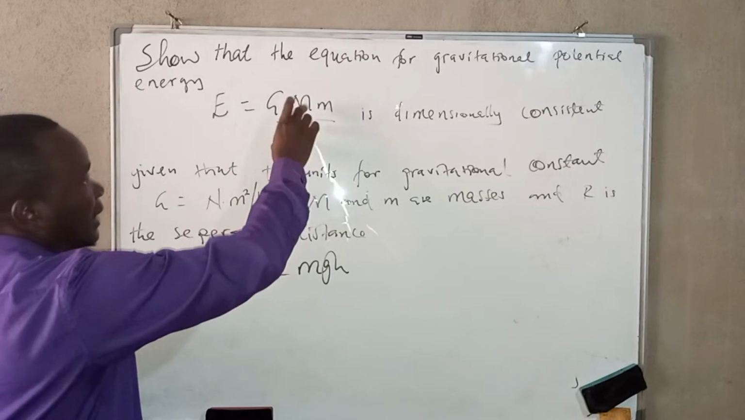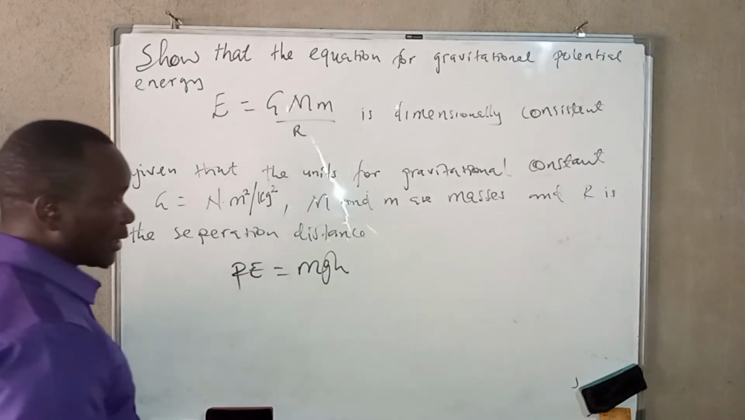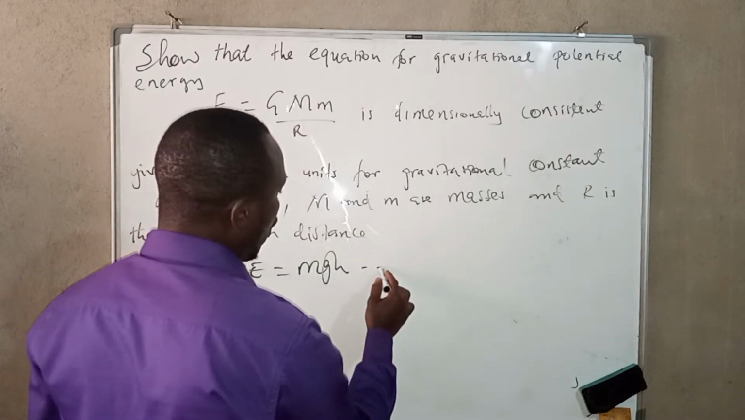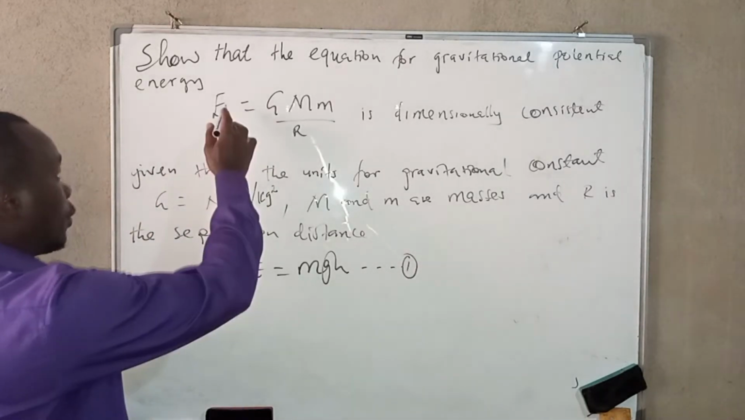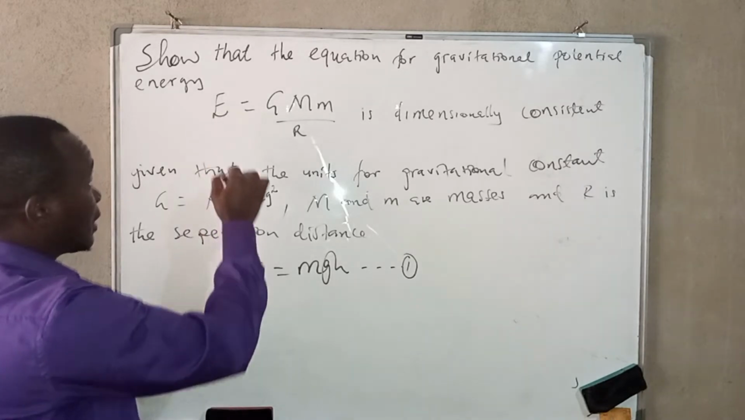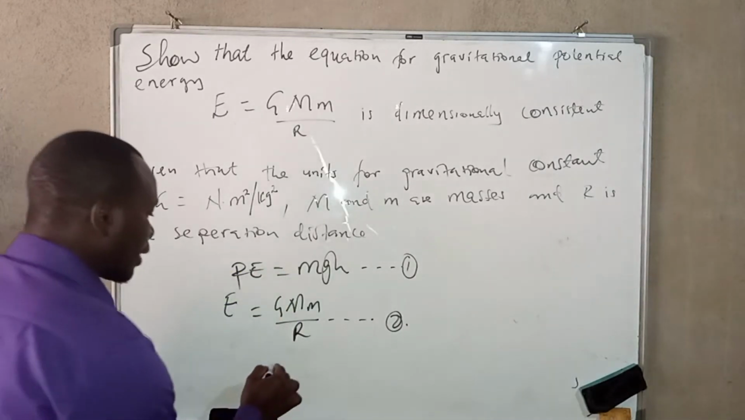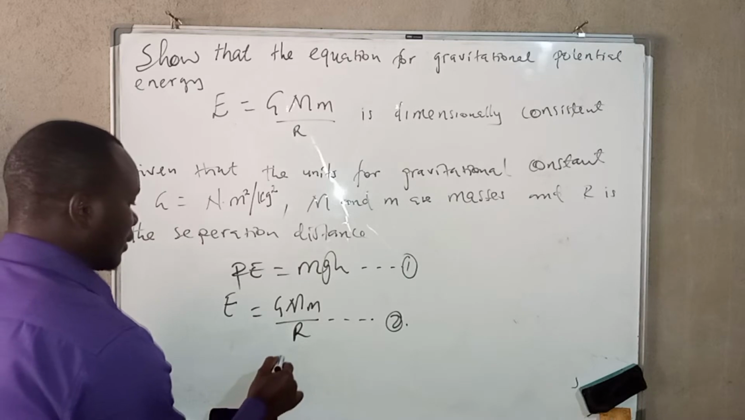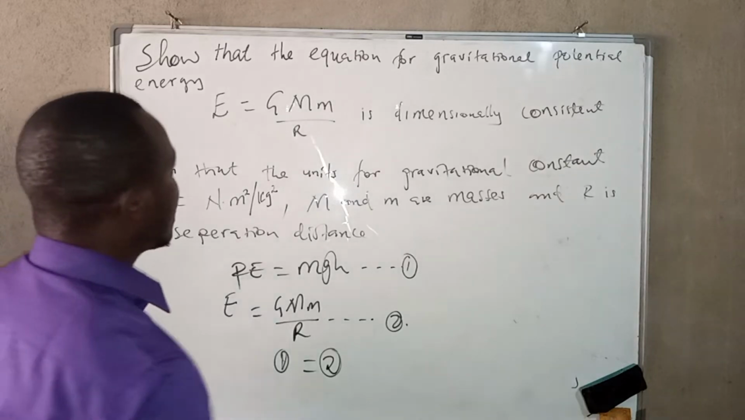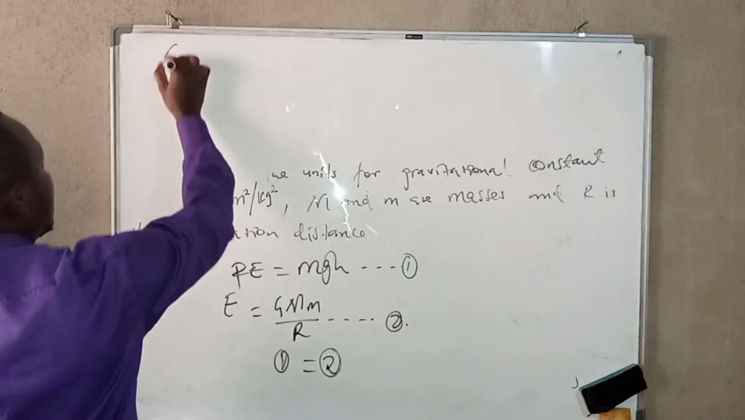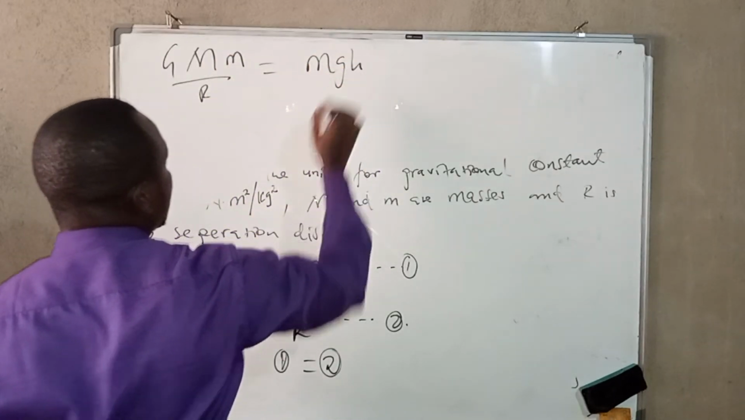Now we need to show that this is dimensionally consistent. Since we know that potential energy is given by this, let us call it equation 1. Then we know that this one is given by, let us call this equation 2. This is energy and this is energy, so we can equate equations 1 and 2. So G M m over R is equal to mgh.